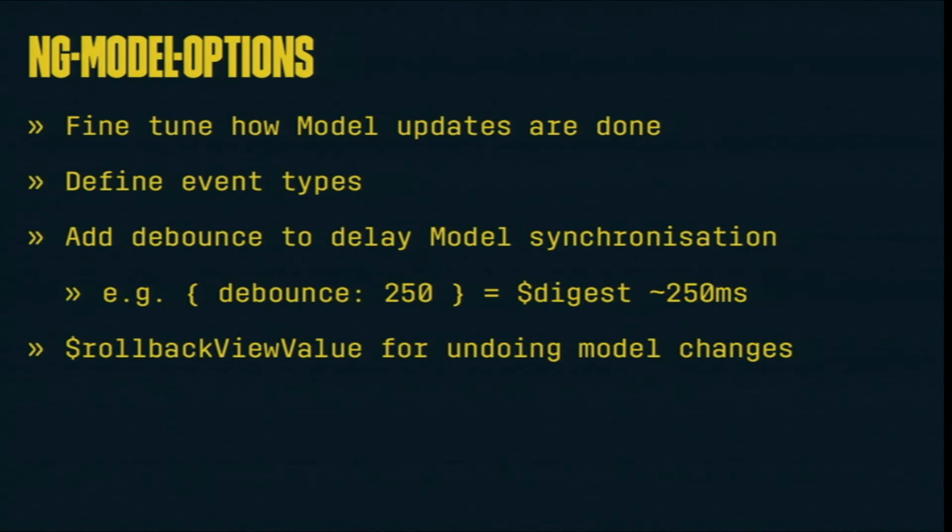Fine-tune how the model updates are done. We can define all the event types ourselves. Adding in the debounce is a massive performance increase, especially if you're dealing with an array. If you're doing an ng-repeat and you're searching through it, you could debounce it somewhat.